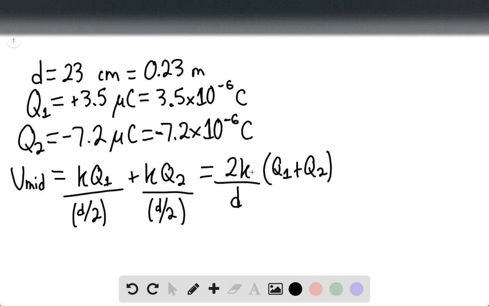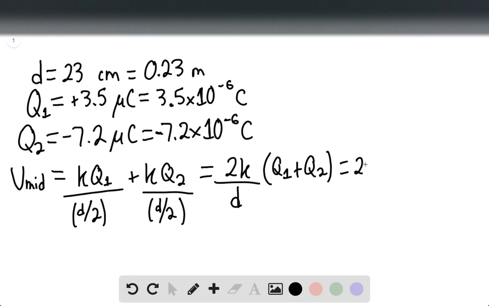Now, again, we're halving the distance because we're trying to evaluate this at the midpoint, and then for the numerator, we'll just use K. So K is Coulomb's constant, and then times, of course, the charge. So this would be for the electric potential at the midpoint, and we can solve.